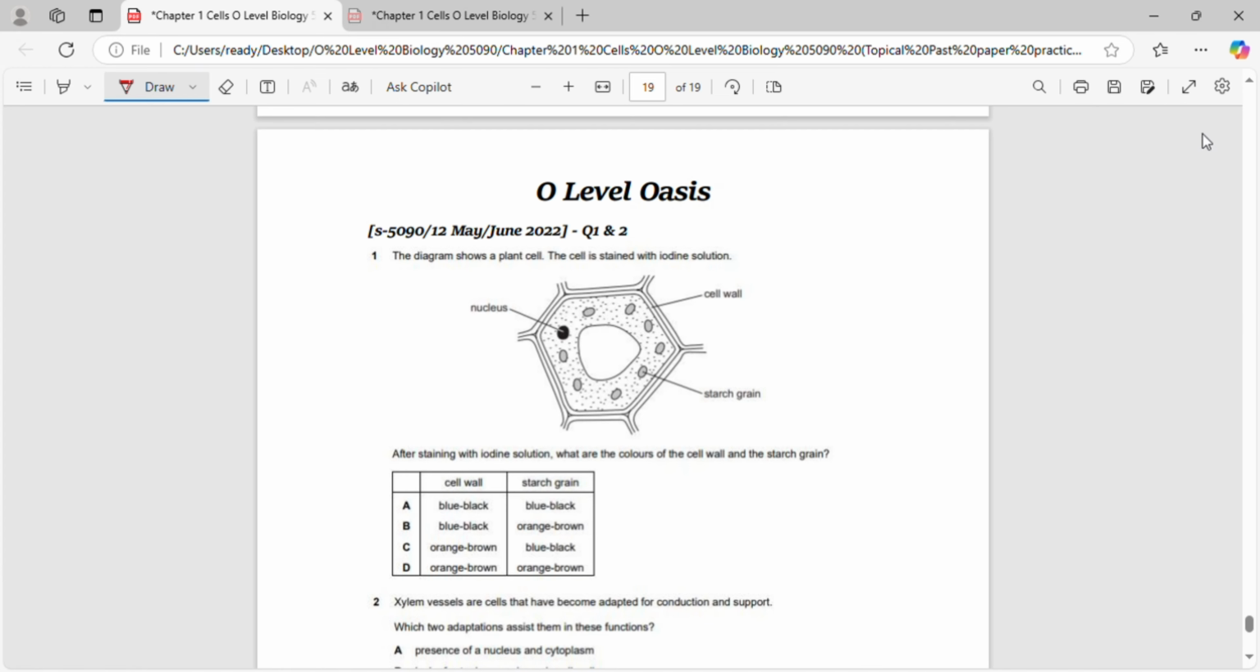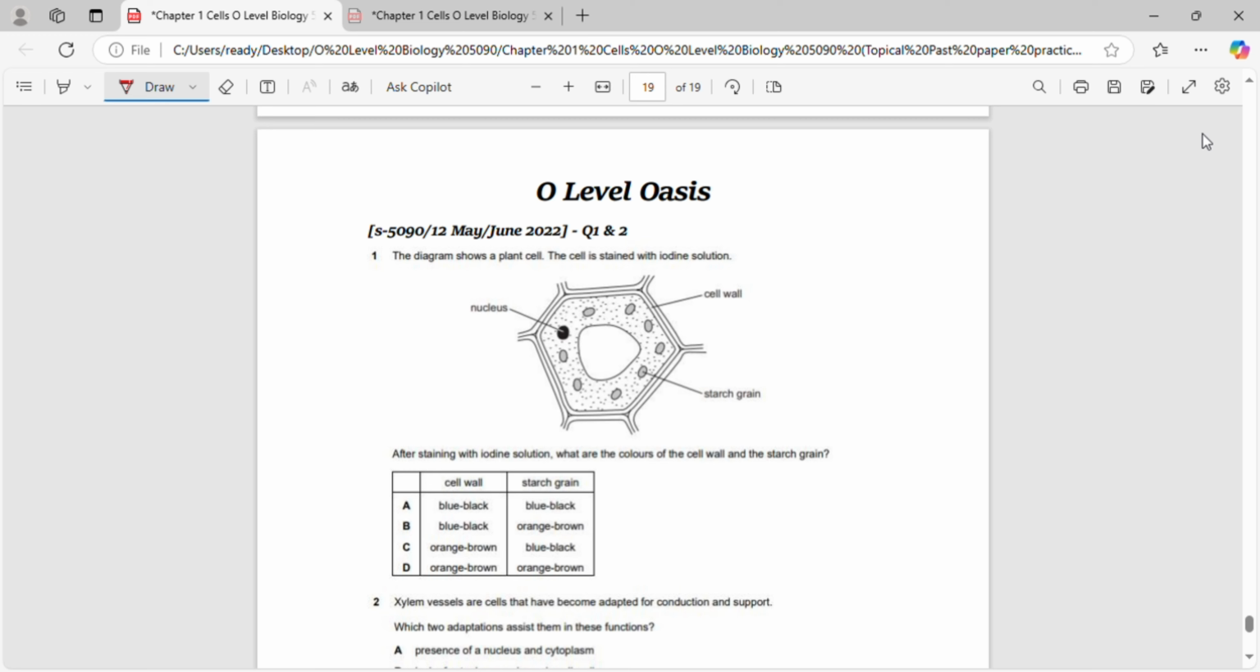This is again a repeated question. It asks about a cell stained with iodine solution, and we need to identify the colors of the cell wall and starch grains after they interact with iodine. When iodine solution stains the cell wall, it generally appears orange-brown or brownish. Iodine primarily stains starch, if present, in plant cells, turning it a blue-black color. However, iodine doesn't react strongly with cellulose in the cell wall, so the wall remains orange-brown or light brown.